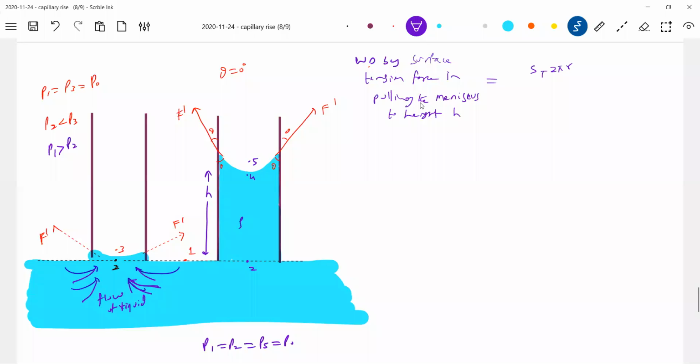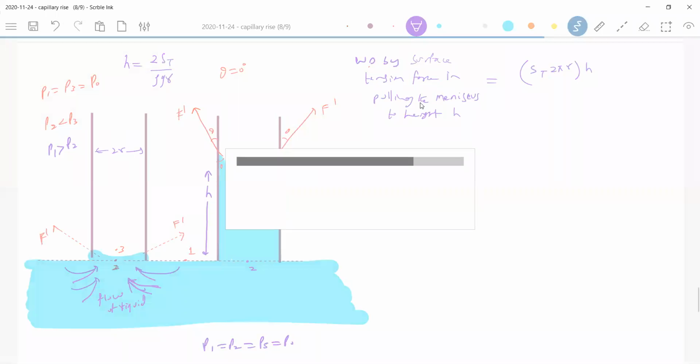ST into 2 pi r, let r be the radius of the capillary tube, into h. What is ST into 2 pi r? It is the force due to surface tension, because the force due to surface tension will act at the meniscus, no? Theta equals 0, so that force will be acting vertically up. I think by this time you know how to calculate force due to surface tension: ST into 2 pi r. To what height has it undergone displacement? This much here. Okay, now we know what h is equal to. Anybody? What shall I write? 2ST by rho gr. The liquid will rise to this much height.